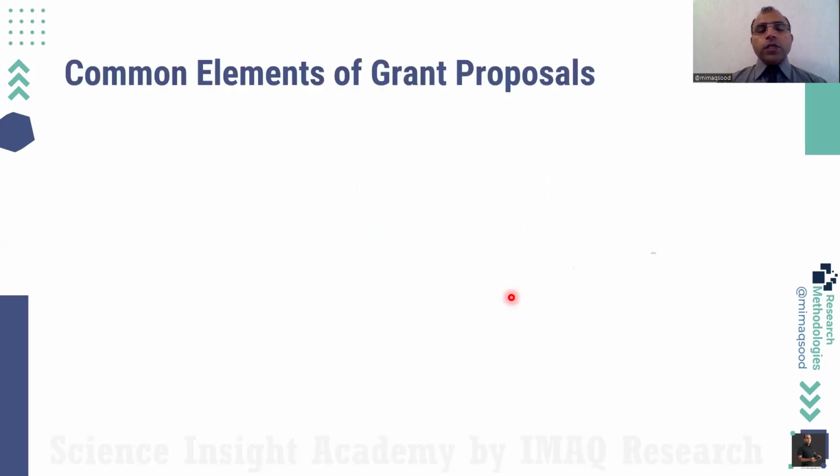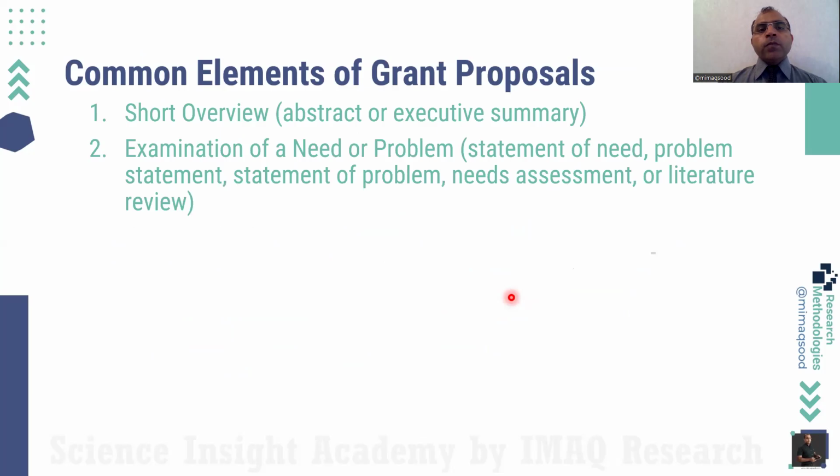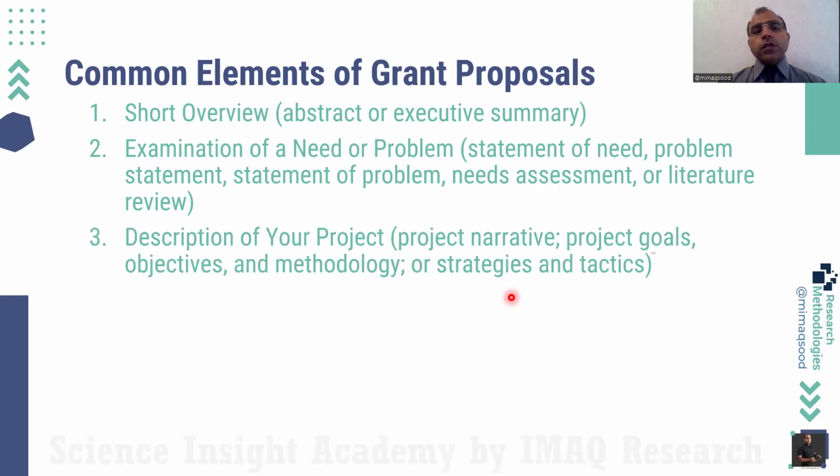Before writing this, you have to understand there are some common elements of a grant proposal. For example, first, you should write an abstract or executive summary as a short overview. Then you have to describe the problem or the need, a statement of the problem, a statement of the need. Also, you have to do a literature review, showing that specific groups or companies have performed this kind of project.